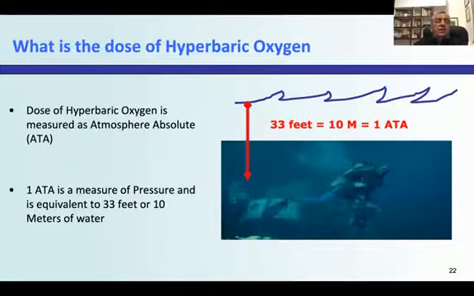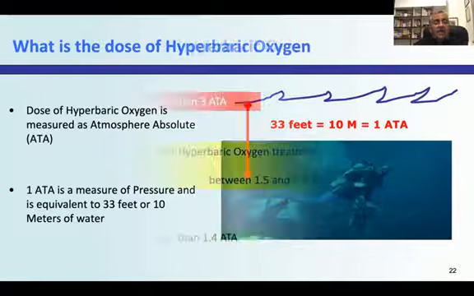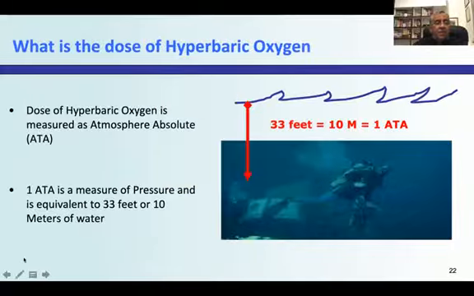What is the dose of hyperbaric oxygen? The dose of hyperbaric is defined in atmospheres absolute. 1 ATA, or atmosphere absolute, is a measure of pressure and is equivalent to 33 feet or 10 meters of water. So a diver who's at 10 meters, which is 33 feet, is the measurement or the unit which is used to measure hyperbaric oxygen. So 1 ATA is equivalent to 33 feet or 10 meters of water.